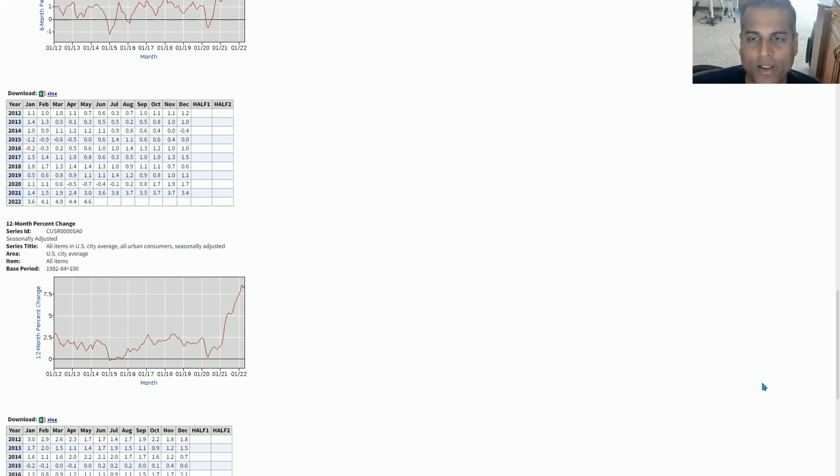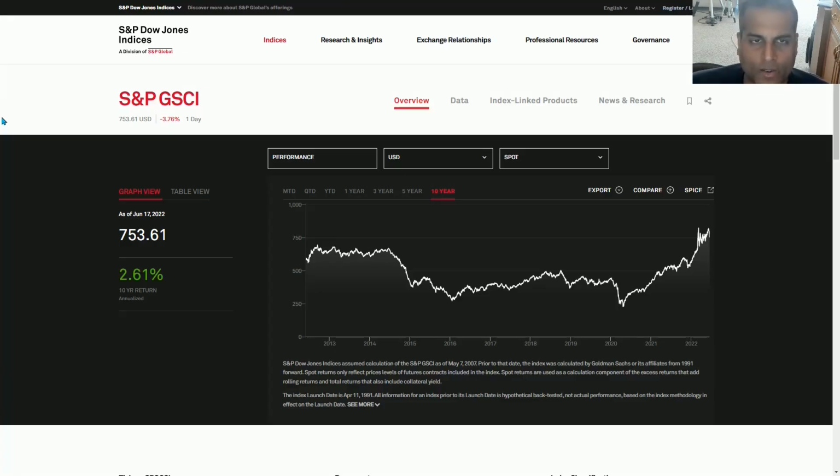Now we go to the next metric, the Goldman Sachs Commodity Index. The links for all this will be in the description box below, of course. The 10-year compound annual growth rate of the Goldman Sachs Commodity Index is 2.61%. That is higher than before. It used to be negative for a long time. Now it has risen to 2.61%, and that's approaching 3%, but it's not quite at 3% yet.